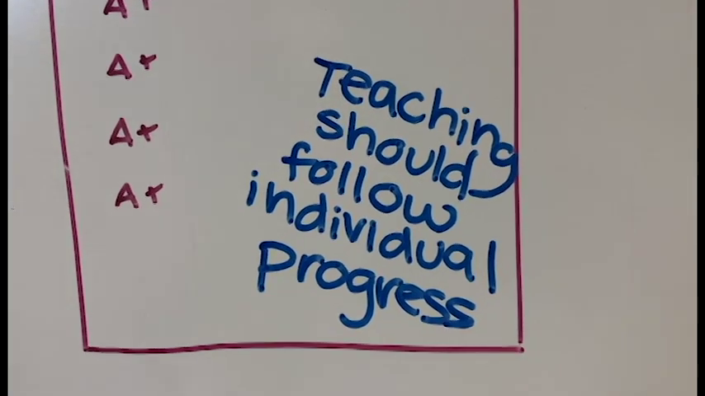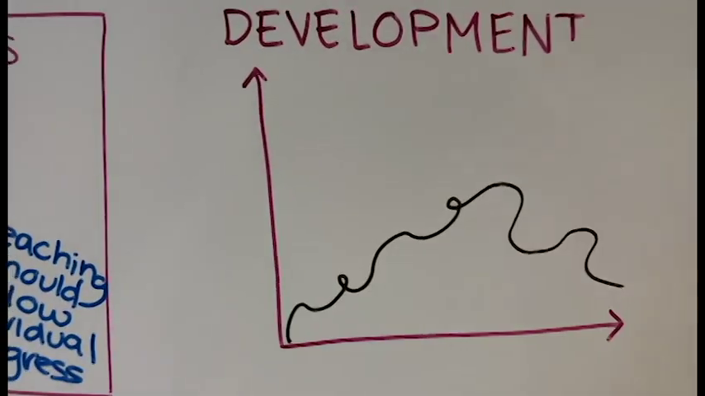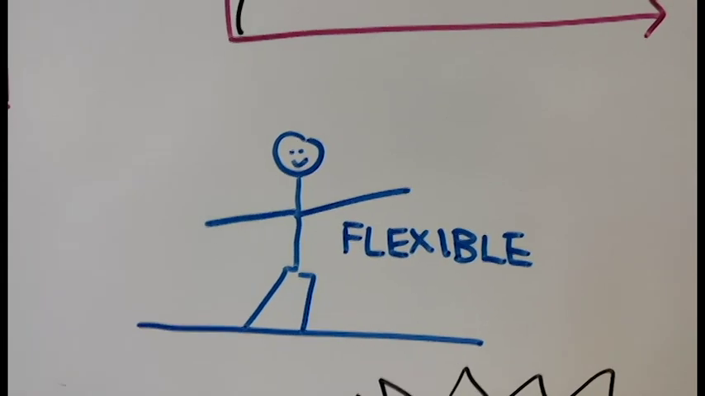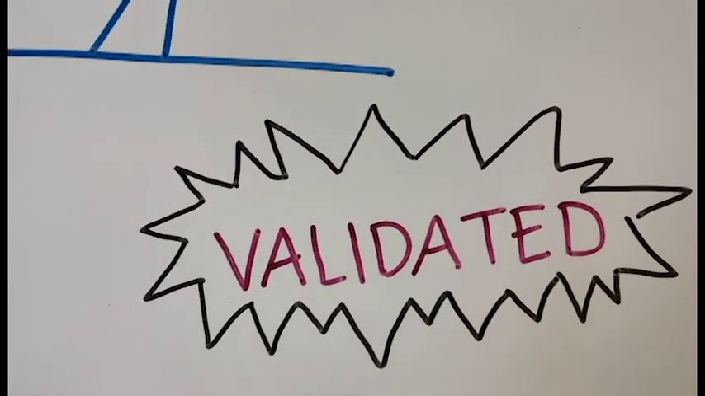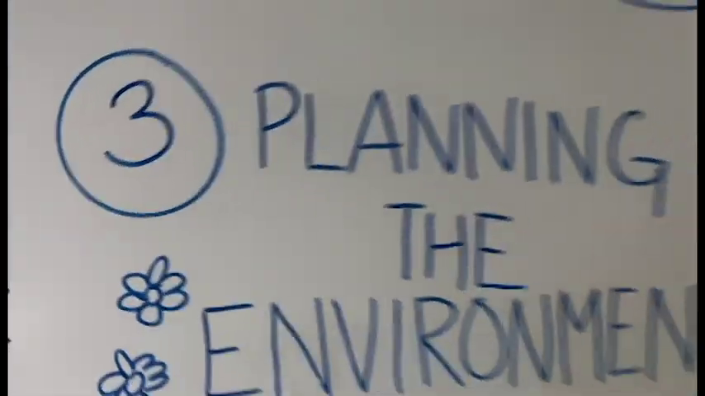Teaching should follow the progress of each student in your classroom. Because all students develop at varying rates, it's important that you can be flexible with curriculum. This helps each student feel validated in their learning and discoveries.